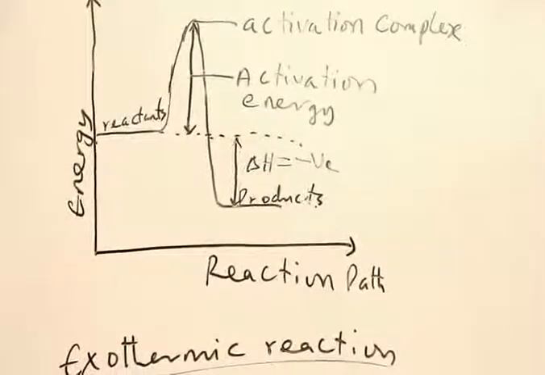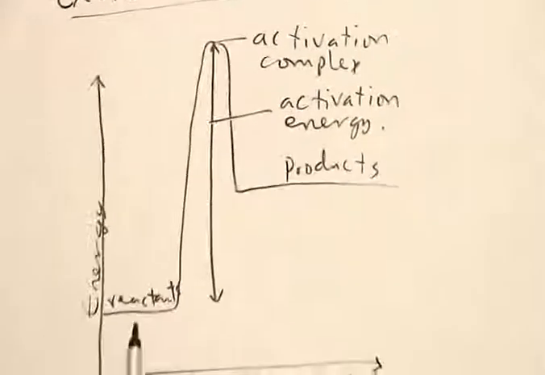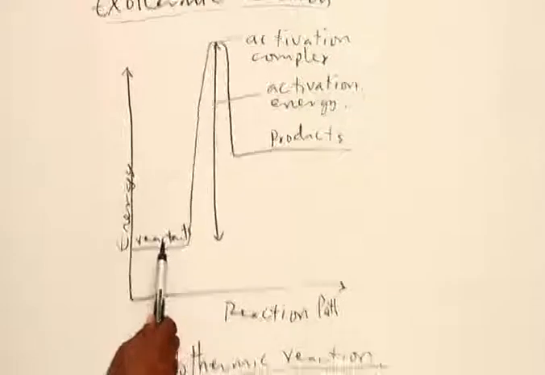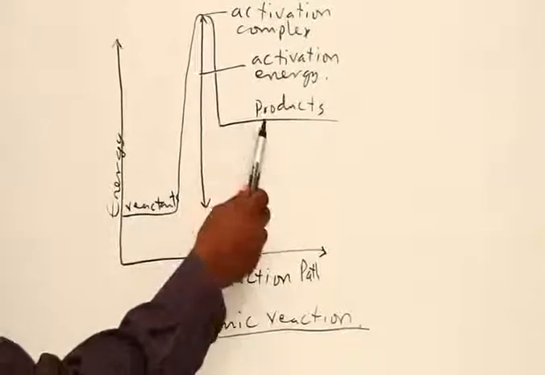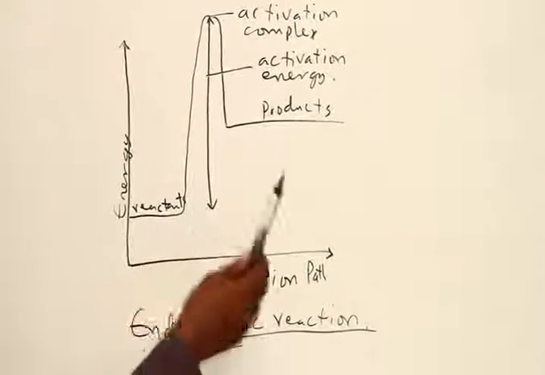In the energy profile diagram for an endothermic reaction, we can also see that the heat content of the reactants is smaller than the heat content of the product. Hence, heat is absorbed from the surrounding.